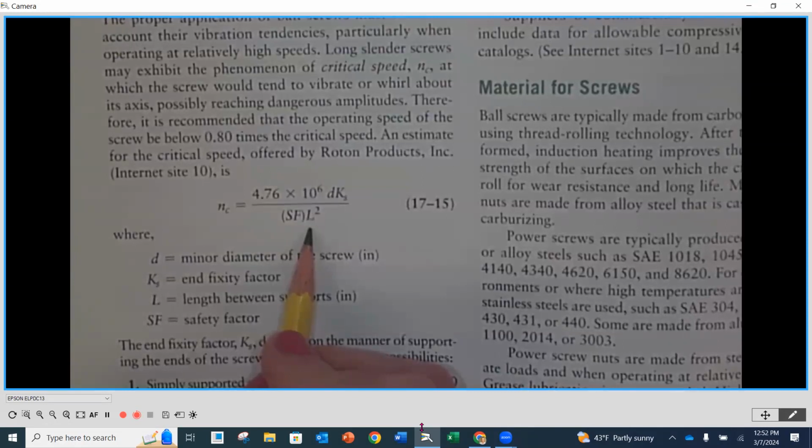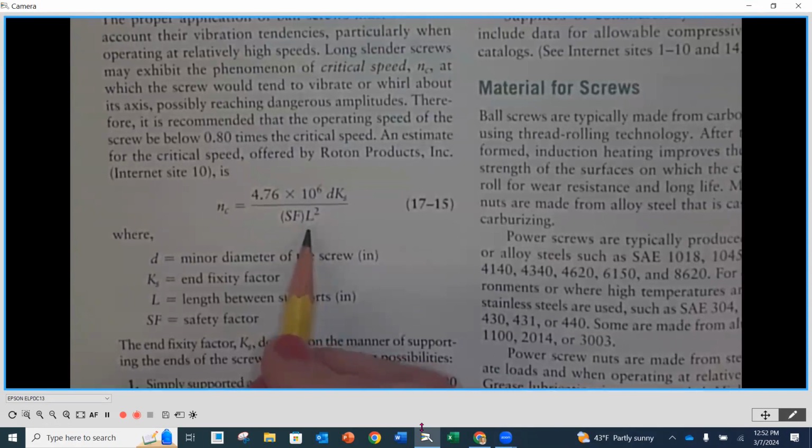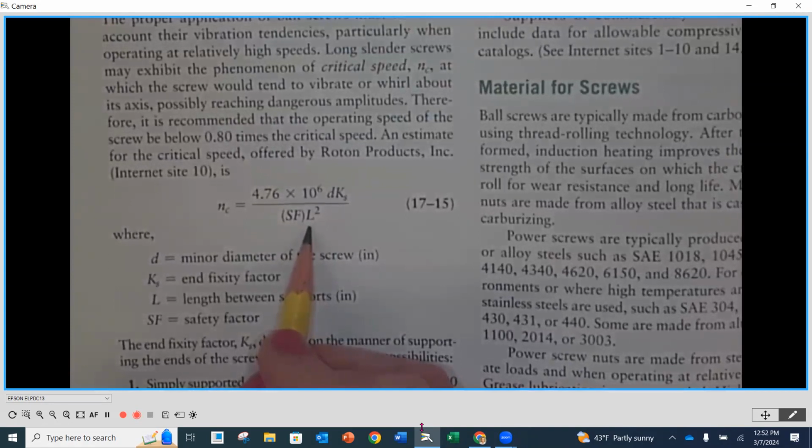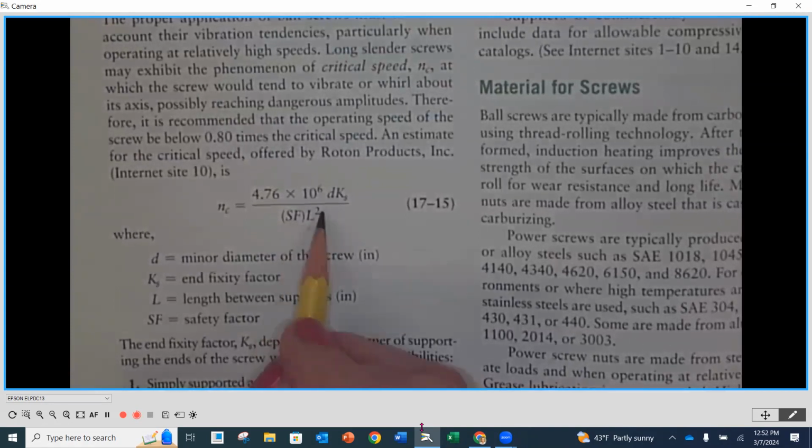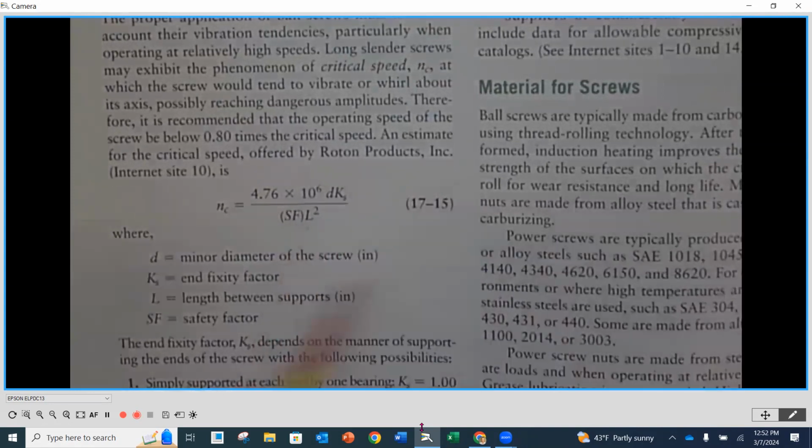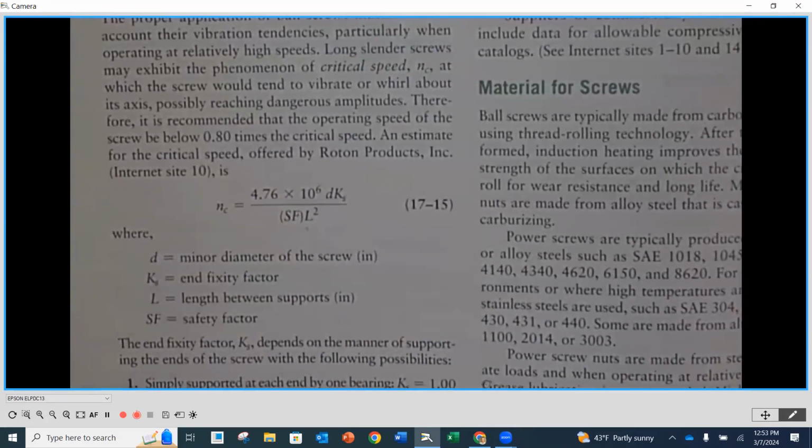Ryan just pointed out, based on his experience, that the length for those lead screws is really important. So when you start dealing with very high speeds, notice that that length is squared down here. And so it's going to have a major role in the length of those. So the longer they go, you want to really watch the speed.